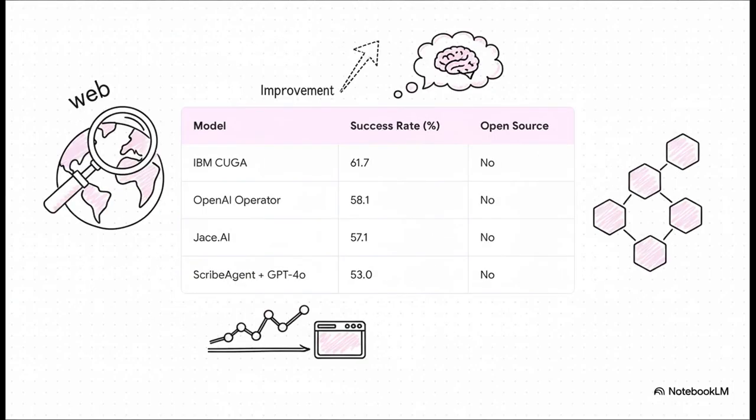And if you look at something even more specific, like trying to navigate a website to book a flight, the story is pretty similar. This is the leaderboard from a benchmark called Web Arena. Even the absolute best models are only succeeding about 60% of the time. So clearly there is a lot of room to get better.